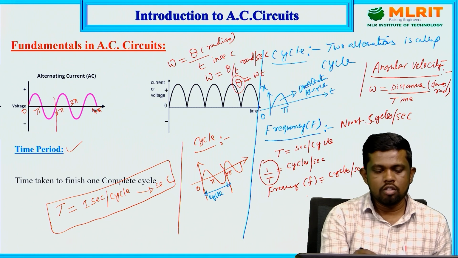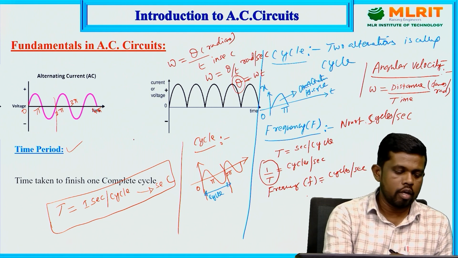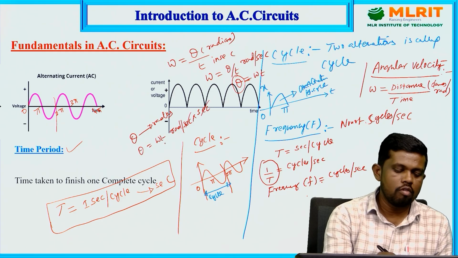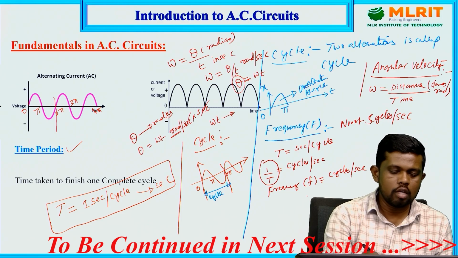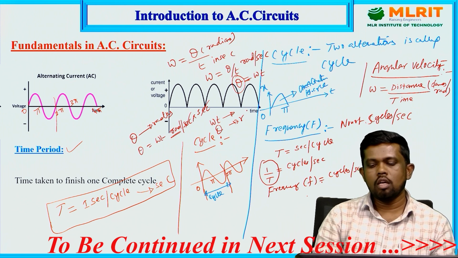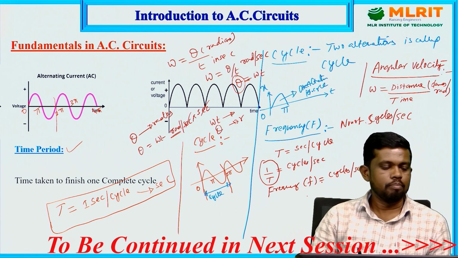We have considered theta as radians, right? So if we take omega t, the unit of omega is radians per second, multiplied by time in seconds. The seconds get cancelled, and finally we get the theta value in terms of radians only. Omega t we can consider in radians, and theta also in radians. So that's the angular velocity of any signal.